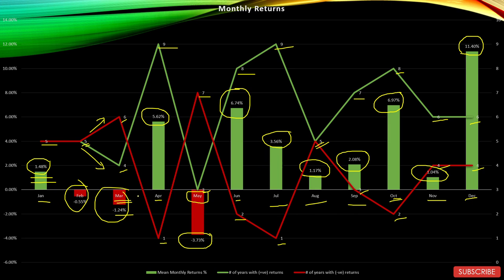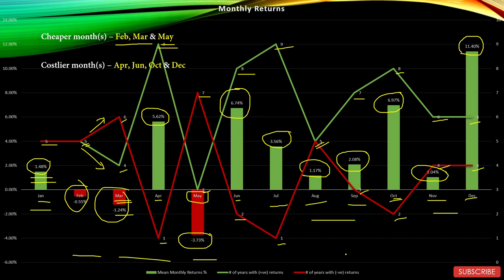So the impression on me is that the monthly graph is not as impressive as the yearly graph. But anyways, let's see the key takeaways. So the first key takeaway, cheaper months: February, March, May. All three with negative average monthly returns. There were a couple of flattish months as well, like January, August, and November.